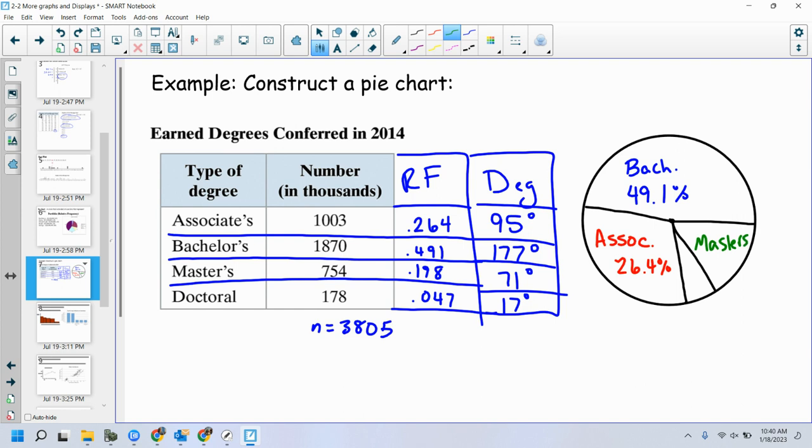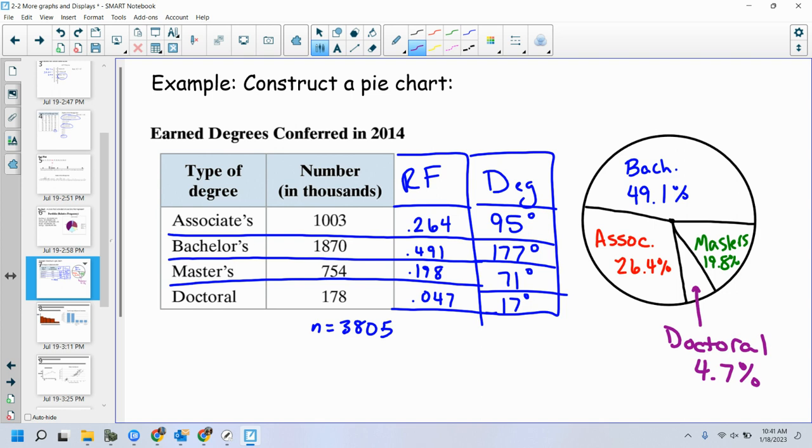Master's, and that's 19.8%. And then in here, we'll just put an arrow in. That is doctoral degrees at 4.7%. That makes sense? That's how to properly construct a pie chart. A properly constructed pie chart.